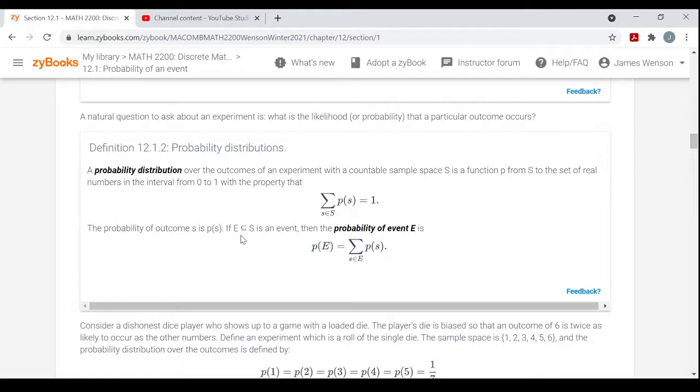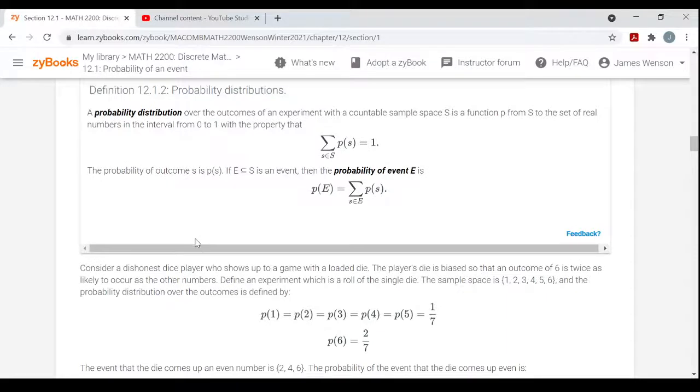Now, if E is a subset of S, some event E, the probability of event E is just the sum of the probabilities of all the outcomes in E. So for all the outcomes of E, you just add up the probabilities.